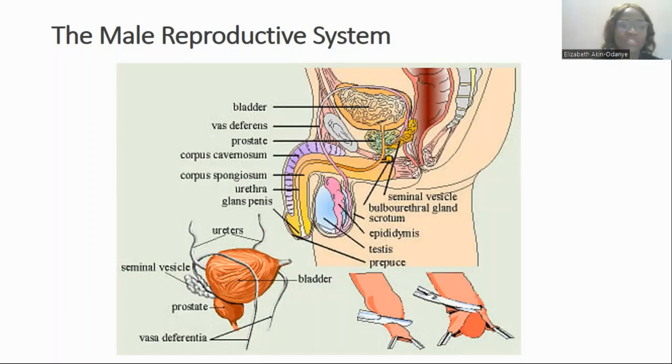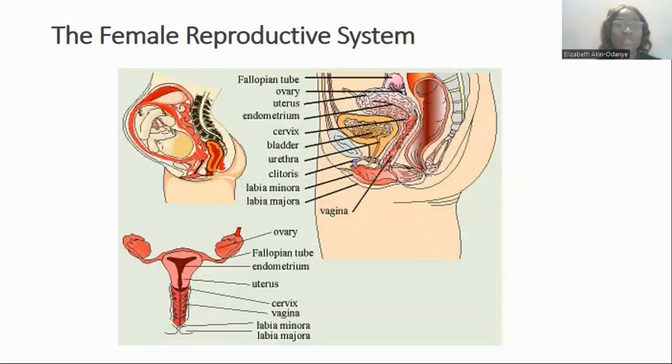I think we've touched every area of the male reproductive system, and I'm sure now you can tell what each structure in the male reproductive system does. So let's move on to the female reproductive system. We'll start with looking at the vagina.